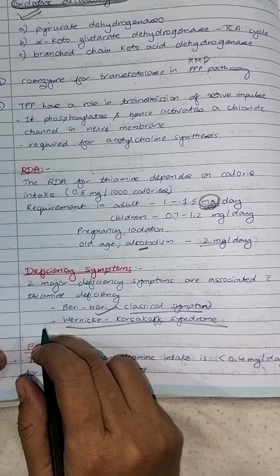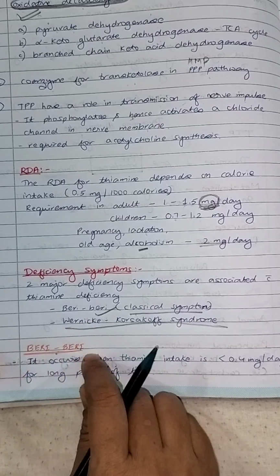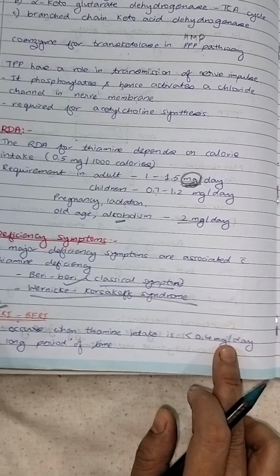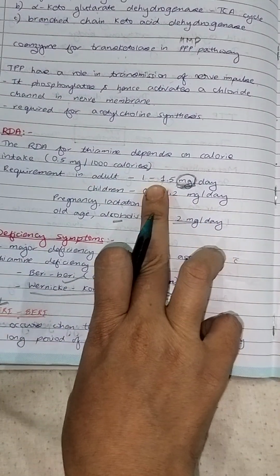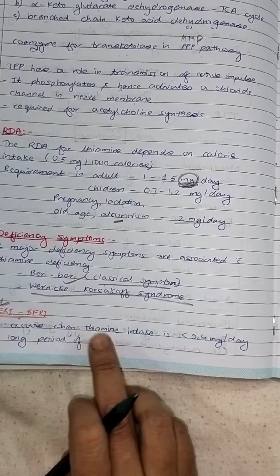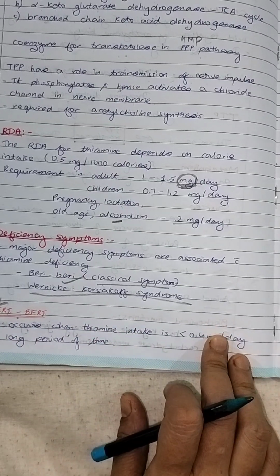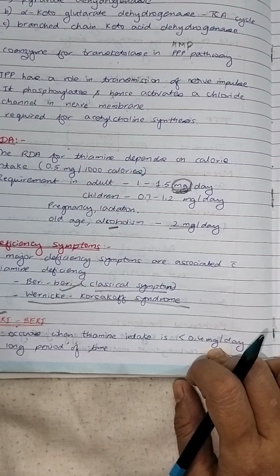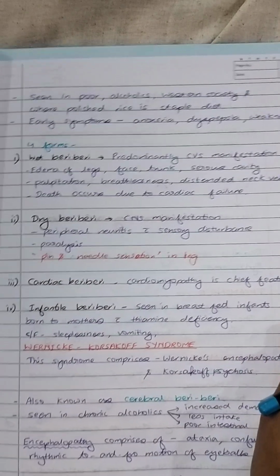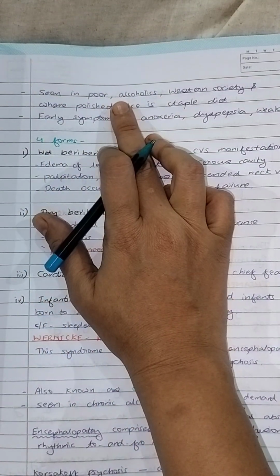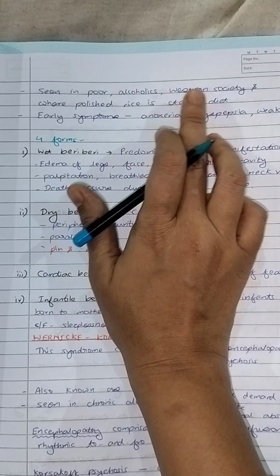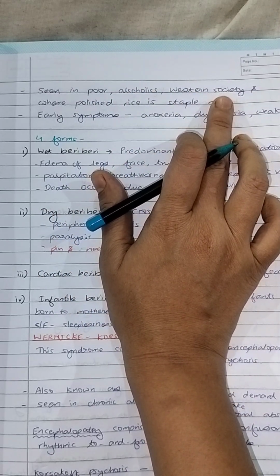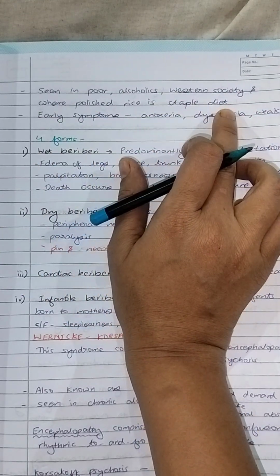You may get a short note on this topic, beriberi. It may be asked as a short note. It occurs when thiamine intake is less than 0.4 milligram per day, which means almost half the requirement for a long period of time. If someone is not taking a proper amount of vitamin B1 for a long period, there will be a deficiency. It is usually seen in alcoholics and poor people, and in Western society, where polished and packaged food is eaten more and a polished diet is the staple diet.